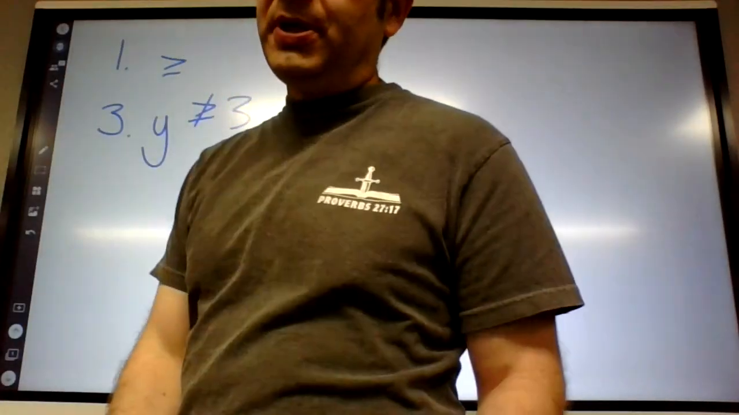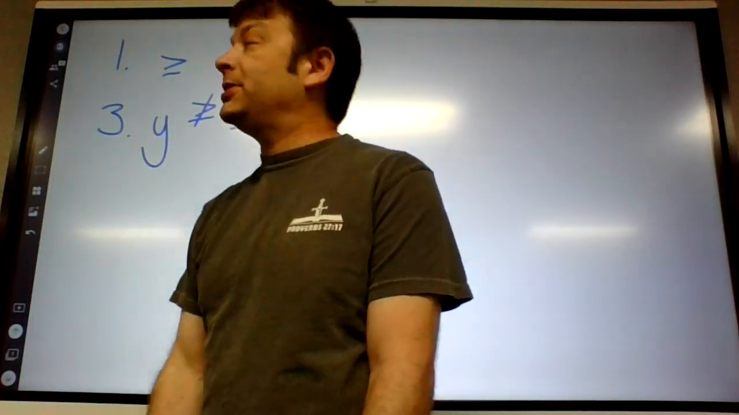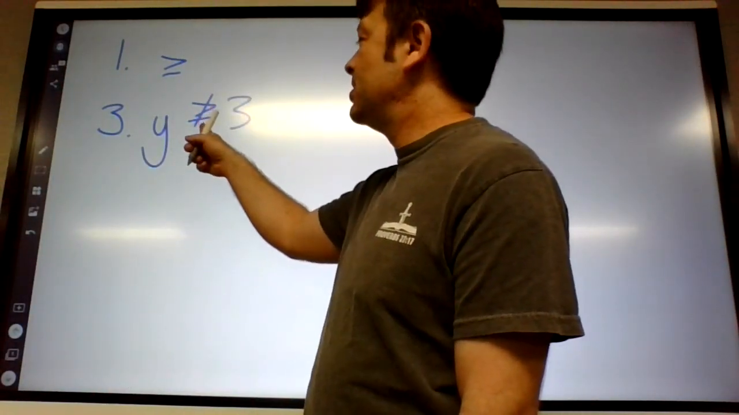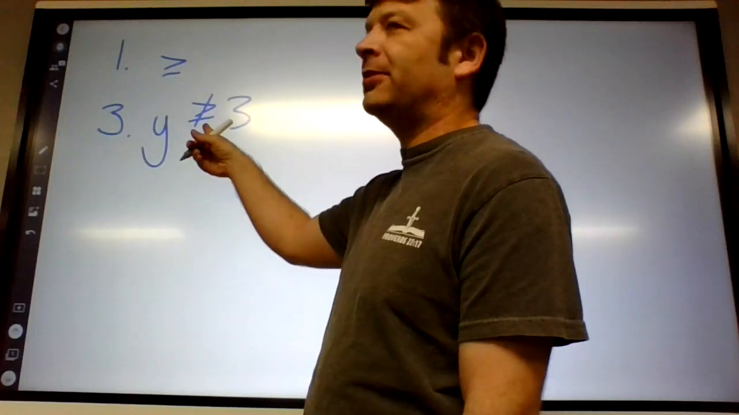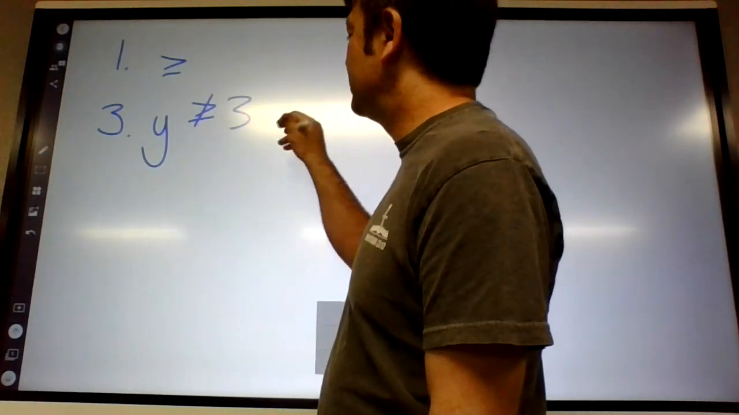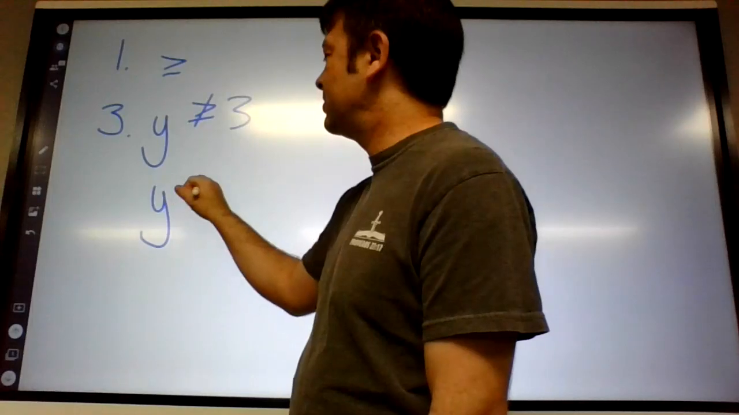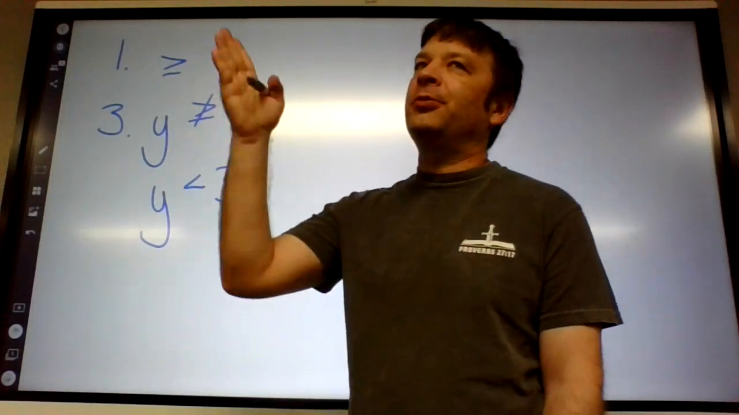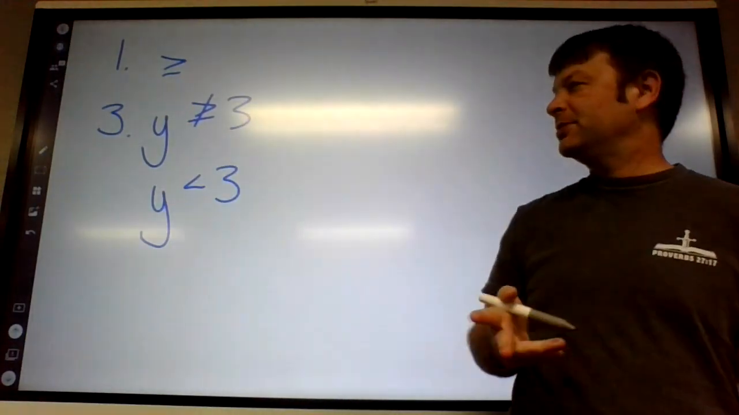So on number 3, it says write the inequality that's equivalent to this. So basically, what's the opposite of greater than or equal to? Less than. Okay. So when you cross out the or equal to, that does switch also.